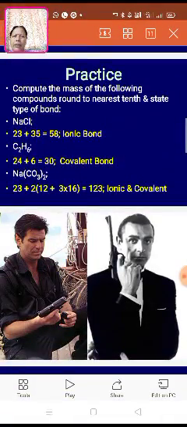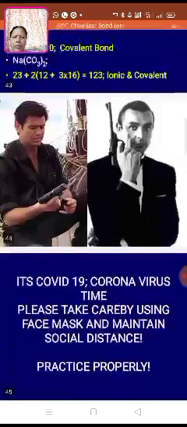So let us compute the mass of the following compounds to the nearest tenth and state the type of bond: NaCl, C2H6 and NaCO2.